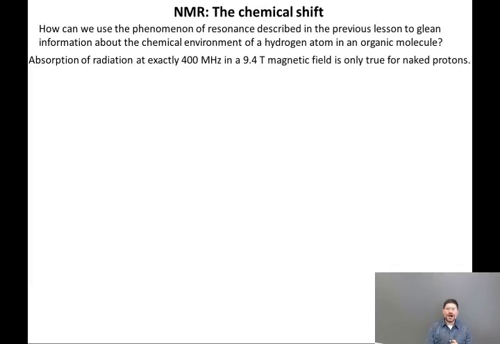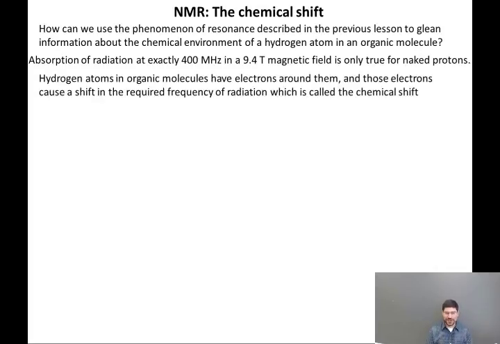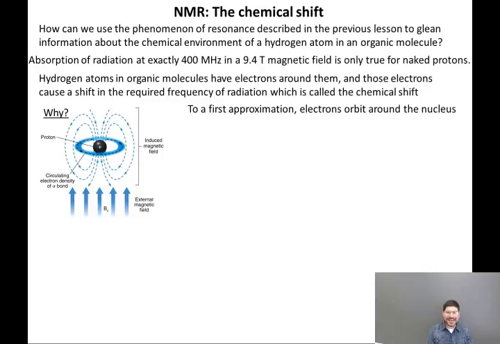Okay, so the absorption of radiation at exactly 400 megahertz in a 9.4 Tesla magnetic field is only true for naked protons. That would mean a proton with no electron around it. But hydrogen atoms in organic molecules have electrons around them, and those electrons cause a shift in the required frequency of radiation to bring those nuclear spins into resonance. And that shift is called the chemical shift. Okay, so why is this? Why do these electrons cause a shift?